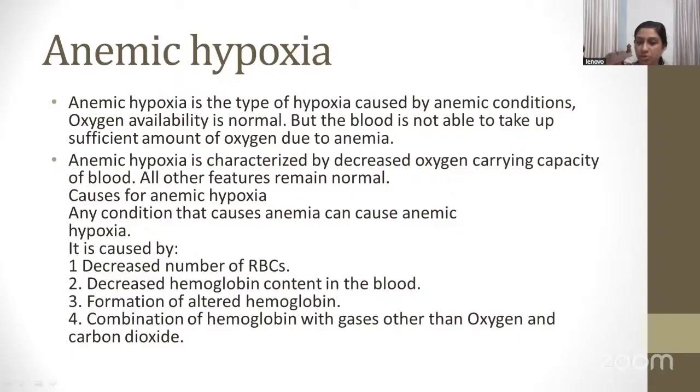And there is combination of hemoglobin with gases other than oxygen and carbon dioxide. Even in carbon monoxide poisoning, hemoglobin has more affinity towards carbon monoxide than to oxygen. That can also lead to combination of hemoglobin with other gases. So the oxygen carrying capacity is impaired in anemic hypoxia.